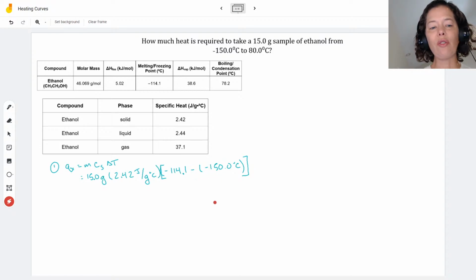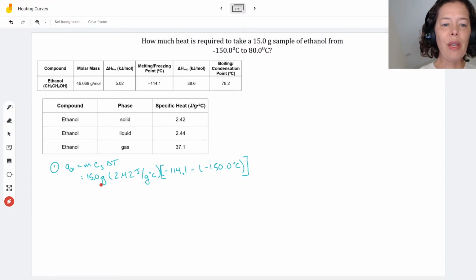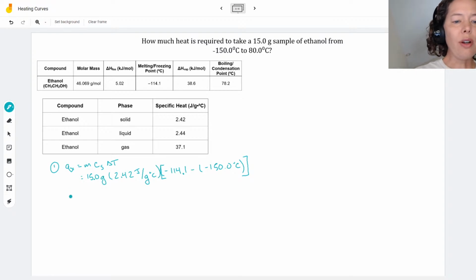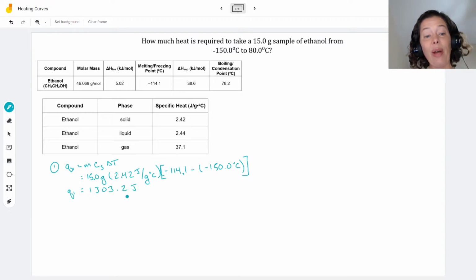Let's double check and make sure that all of my units cancel. So my grams will cancel and my Celsius will cancel. So this will give me joules coming out. Okay, that all looks good. So if we actually do this calculation, we get a value for Q1. And our Q1 is 1,303.2 joules. Okay, so that's our first step. We got 4 more to go.